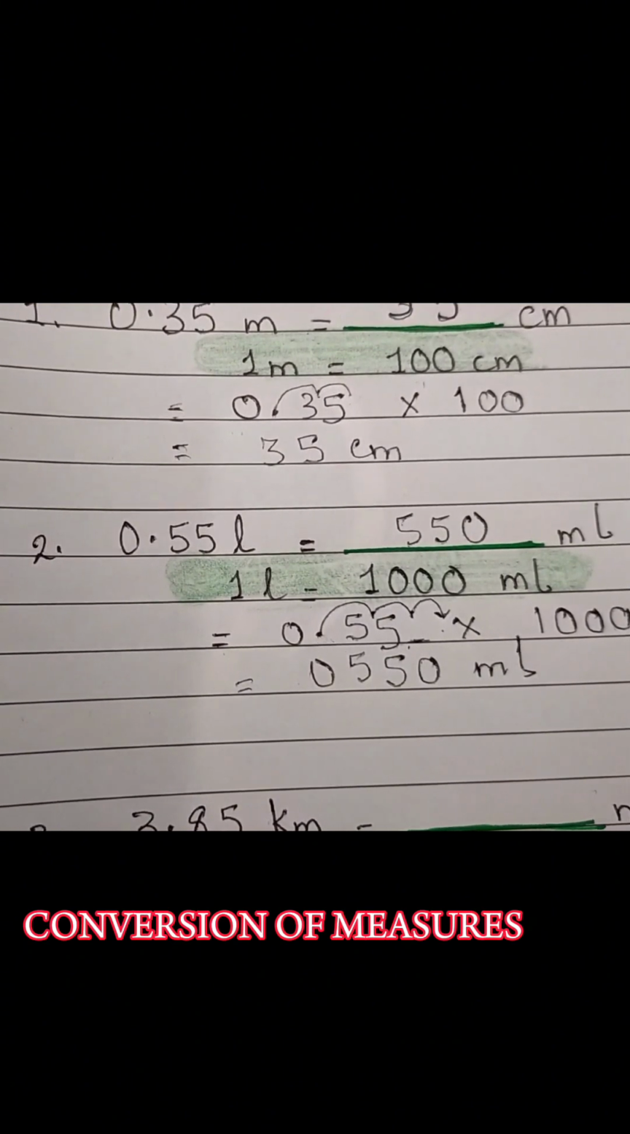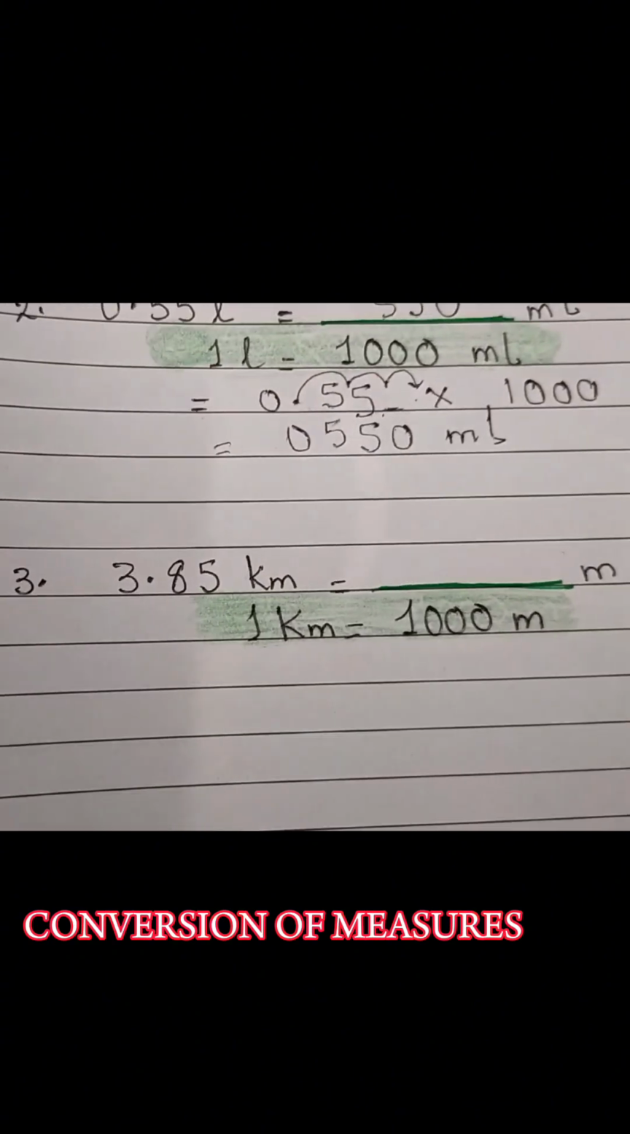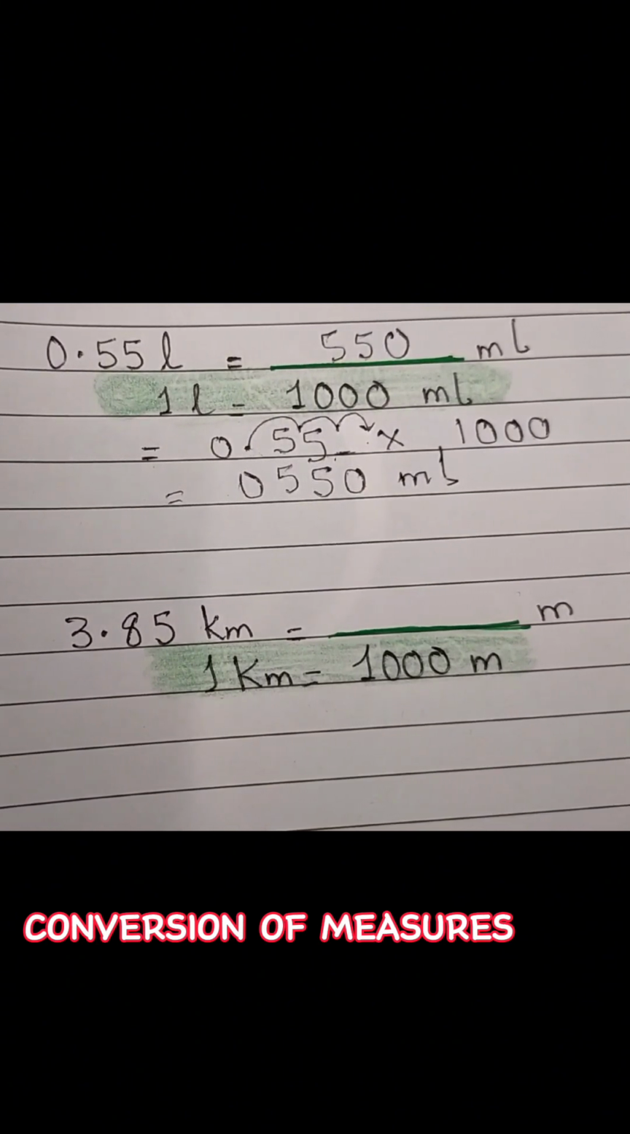Okay. Now I will move on to the 3rd question here. What does the 3rd question ask, children? It is asking you to convert 3.85 kilometers into meters. How much is 1 kilometer equal to? Yes, very good, 1000 meters.